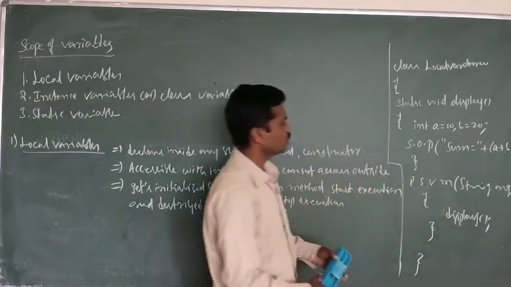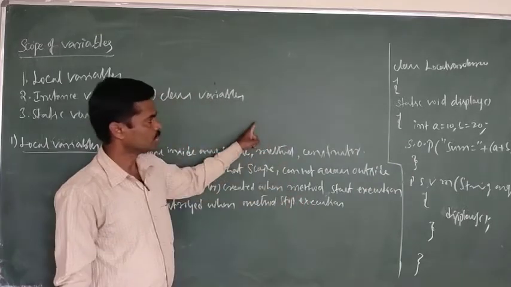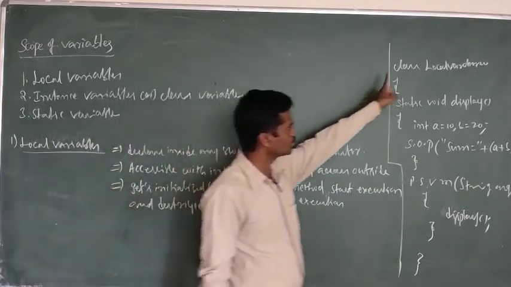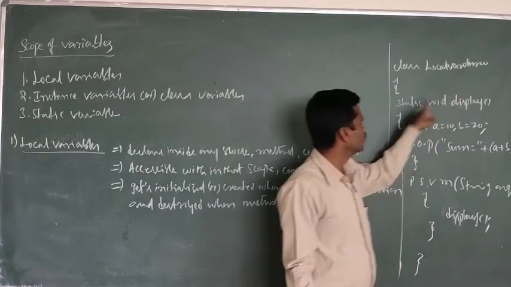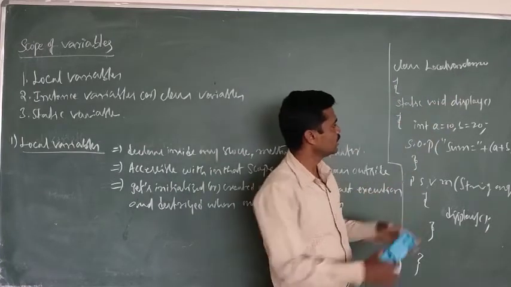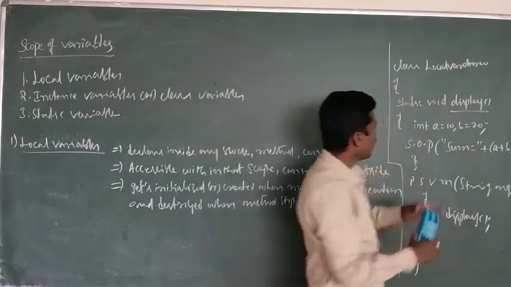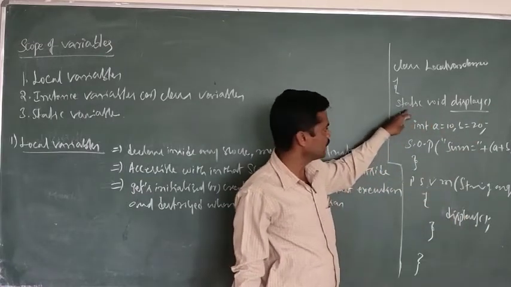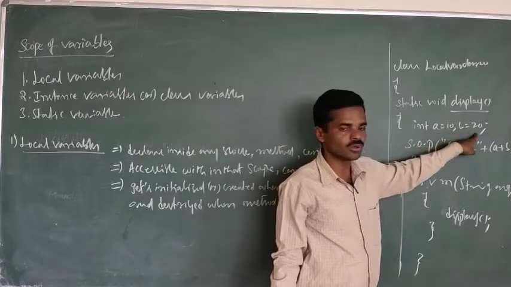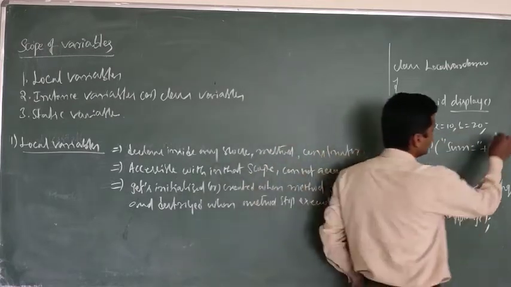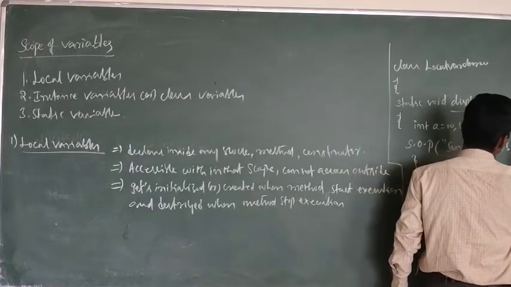Let us see one example program for using local variables. The class name is LocalVariableDemo. Then here one method we are using, the display method of type void, and it is a static method. Here two integer variables are there, a is equal to 10, b is equal to 20. So these variables are called what? Local variables.